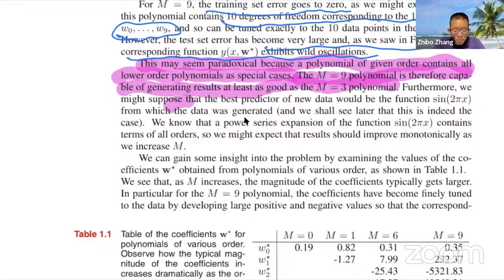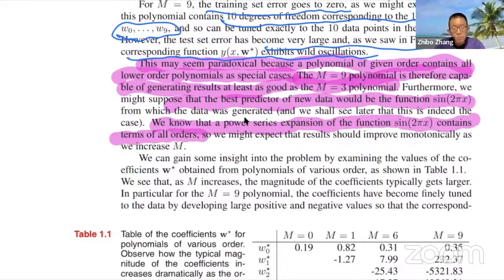Furthermore, we might suppose that the best predictor of new data would be the function sin 2πx. Okay, sin 2πx, no doubt, right? It is the ground truth function mapping that generated the data. We know that a power series expansion of the function sin 2πx contains terms of all orders. You all learned this in your calculus class. So we might expect that results should improve monotonically as we increase M. And it's not, right? There seems to be a paradox.